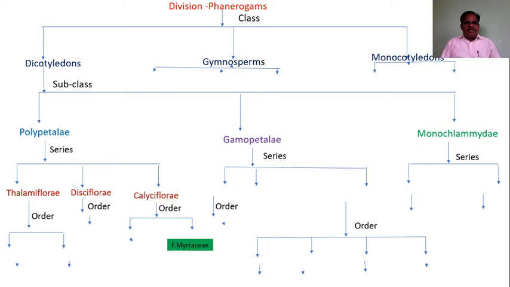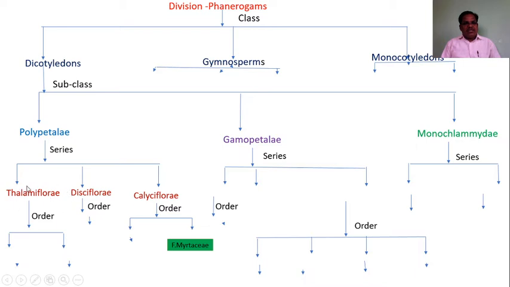Then the subclass Polypetalae divides into three series. Which are those three series? Thalamiflorae, Disciflorae and Calyciflorae. What are the characters of this group of plants, or this series Thalamiflorae? The name itself indicates that Thalamiflorae means the cup shaped or cone shaped thalamus is there. Thalamus is cone shaped like this one. So, cone shaped thalamus is there.